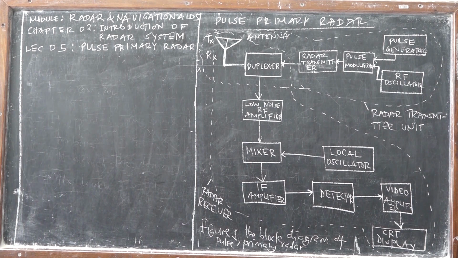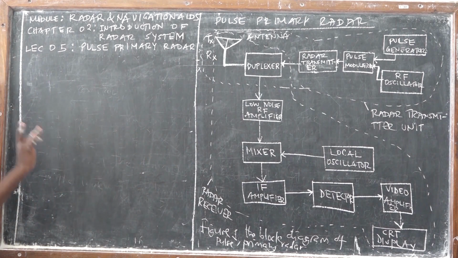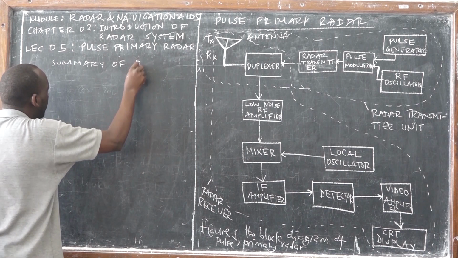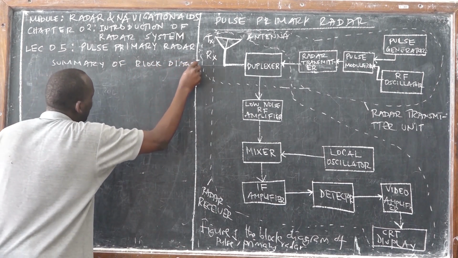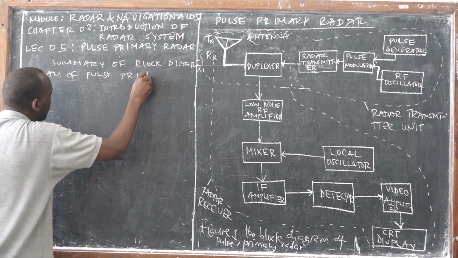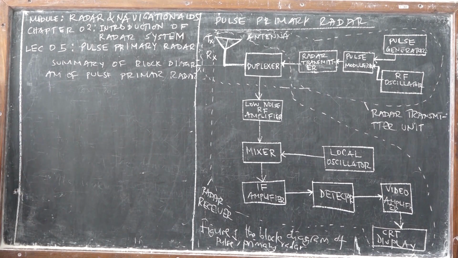Are we together? Yes. So let us summarize that block diagram before explaining the parts. Summary of the block diagram of the pulse primary radar. When you summarize that block diagram, you can come up with only a few blocks.